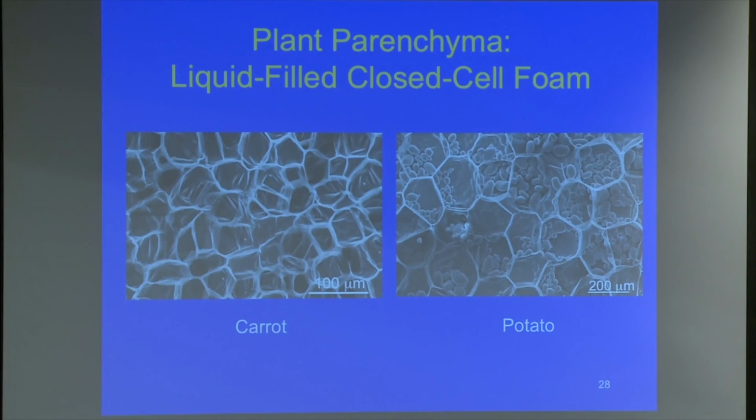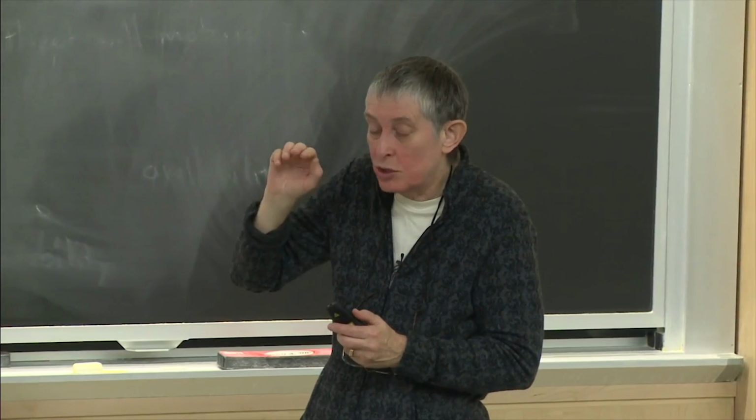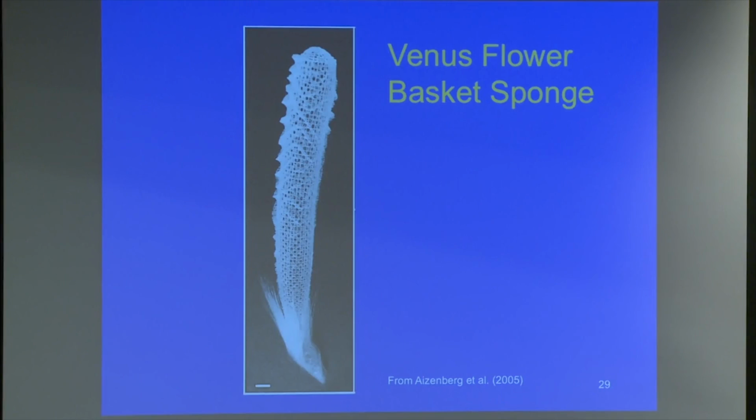These are parenchyma cells in plants, in carrots and potatoes, all those little blobs in the potato. Those are starch blobs. This is called a Venus flower basket sponge, and Joanna Eisenberg at Harvard has studied this quite a lot. This has a hierarchical structure. If you look at the overall sponge, and then you look at each of the sort of struts that make up the lattice, that too has a hierarchical structure. And she's looked at optical properties of this glass sponge. It's kind of a beautiful thing.